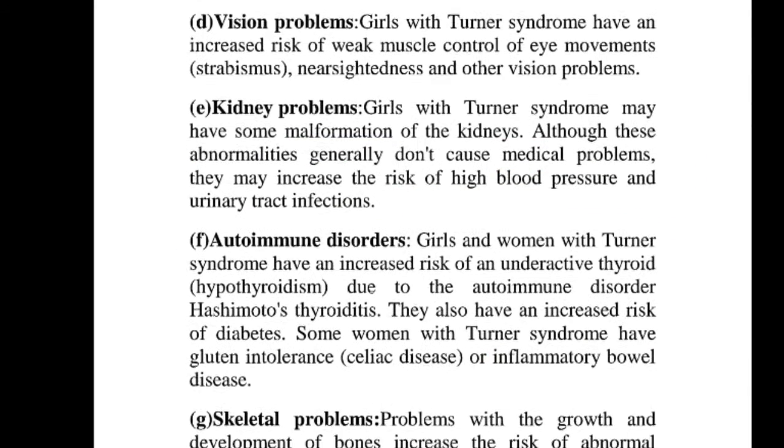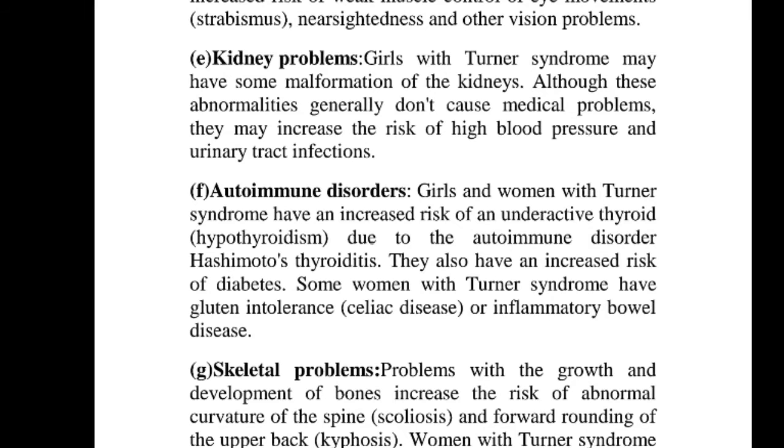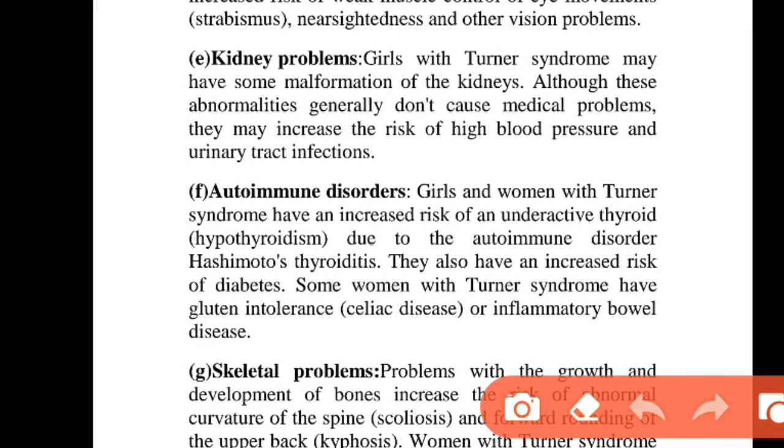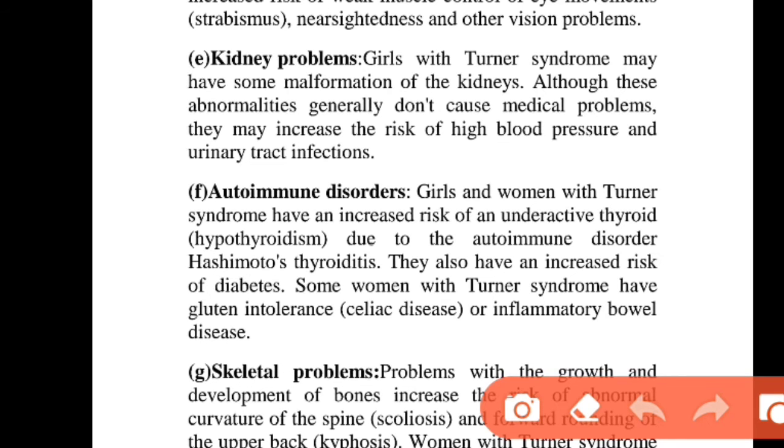So, anyhow, the blood pressure and heart defect is clearly seen. Even if there is a kidney problem or another type of blood vessel problem, the heart problem is the common thing which is affected due to Turner syndrome.